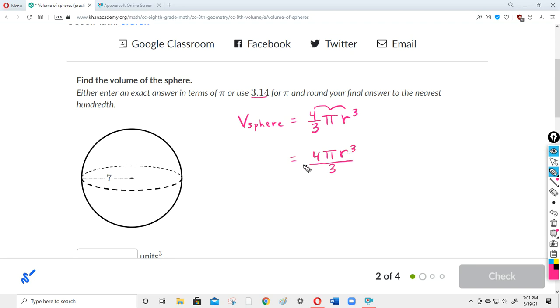Now, r is just a radius. Okay, radius goes from the center to the circle. Alright, so our radius is just 7. So in this case, we have 4 times pi times r to the third. That's going to be 7 to the third. And the whole thing is divided by 3.